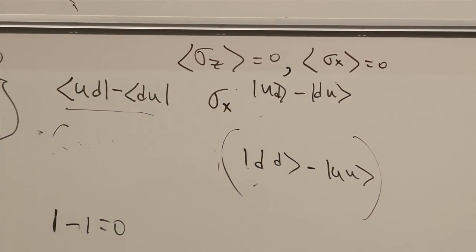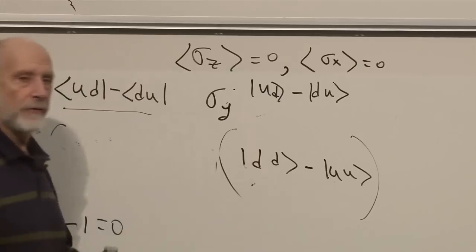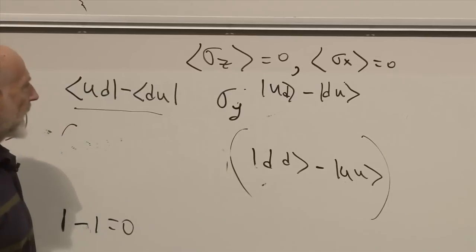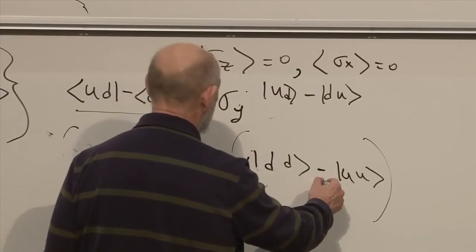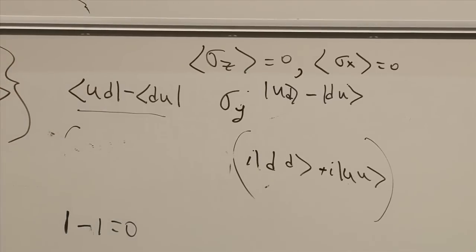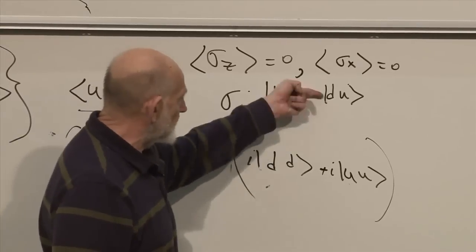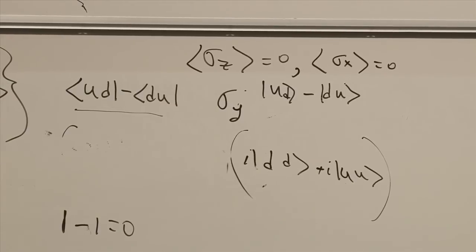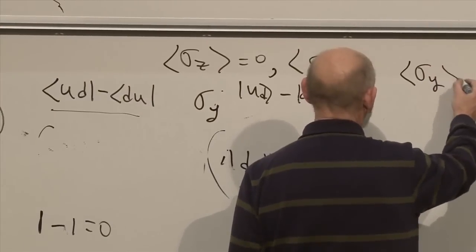Okay, what about sigma y? Let's put sigma y there. Sigma y is also a flip-flop operator. It flips up to down and down to up, but with an I. I don't remember where the I goes. It either goes here, here, something like that. But whatever it does, it flips this up to down, so we get a down down, and it flips this down to up, so we get an up up. Again, no inner product, it's zero. So there we are. All three components have zero expectation value.